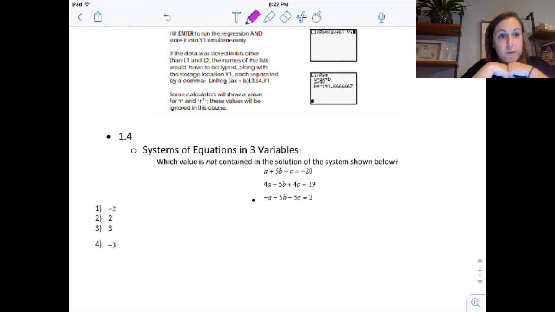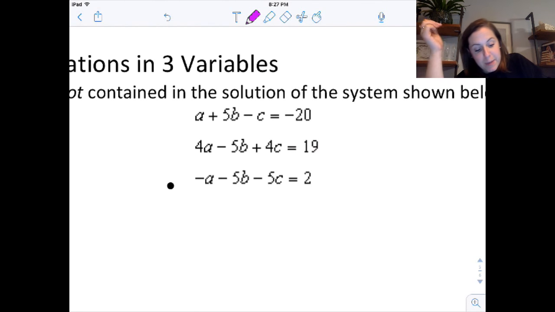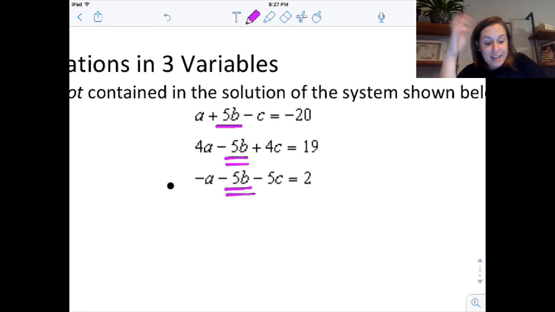So we need to get all 3 answers here to see which one of these isn't in there. So I'm going to start by choosing 2 pairs and going from there. I see 2 pairs that jump out to me here because this has a positive 5b and this one has a -5 and that one has a -5. To me, I'm going to do 1 and 2 and eliminate b. And then I'm going to do 1 and 3 and eliminate b. So that's kind of my plan.